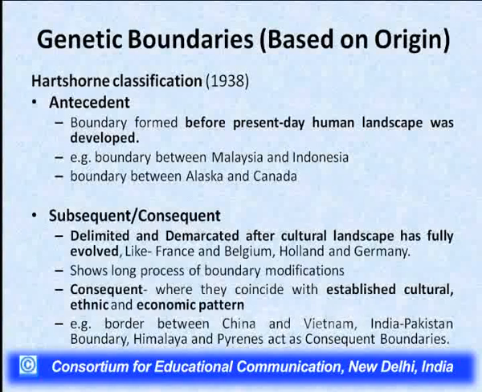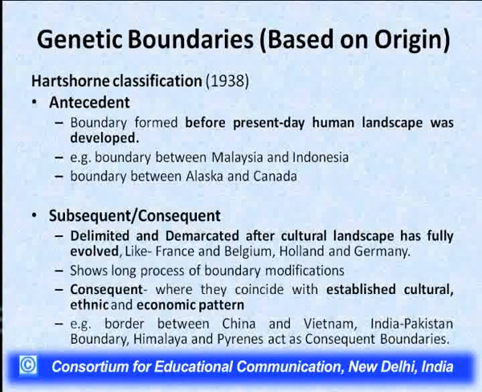By its meaning, antecedent means the boundary which has come out before the settlements came, or that has evolved when there was already a type of human landscape. We can take the example of the boundary between Malaysia and Indonesia and the boundary between the Alaska and Canada region, where first the boundary came and after that the settlement was settled there.